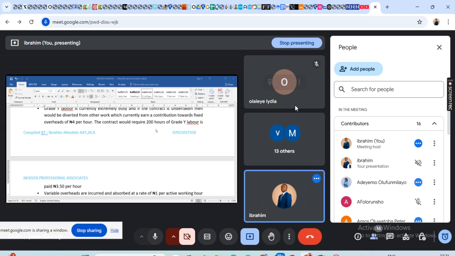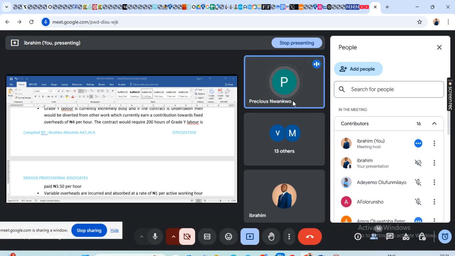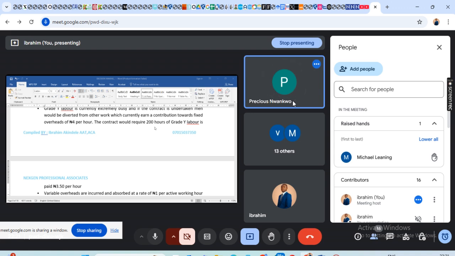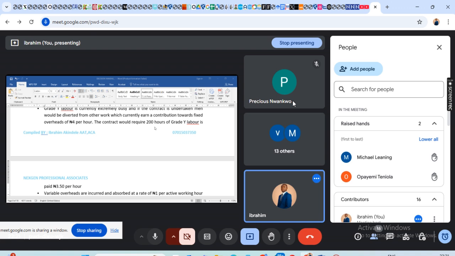Well done. Precious. I think the relevant cost there will be 4 naira per hour on the 200 hours. I said I think the relevant cost will be the 4 naira per hour on 200 hours required. Okay, that's fine. Well done, Precious.